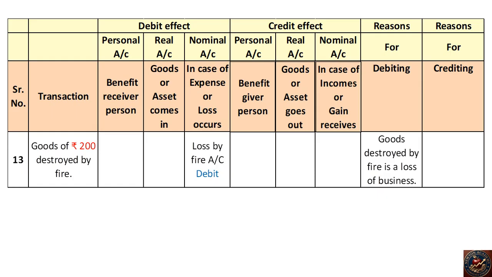The credit side. When our trading stock decreases due to reasons other than regular sales, it represents trading goods going out of our control. According to the real account rule, we credit what goes out. Therefore, we credit purchase account at cost price. The reason for crediting is goods goes out from the business.